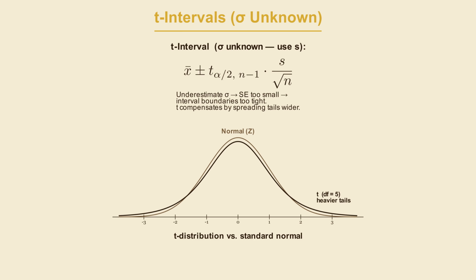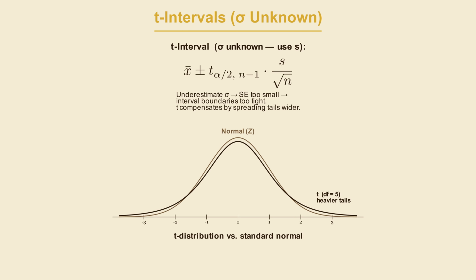Here's the intuition for why the tails are heavier. When you estimate sigma from a small sample, sometimes you overestimate it and sometimes you underestimate it. When you underestimate sigma, the standard error ends up too small, which makes your interval boundaries too tight. The t-distribution compensates by spreading its tails wider.